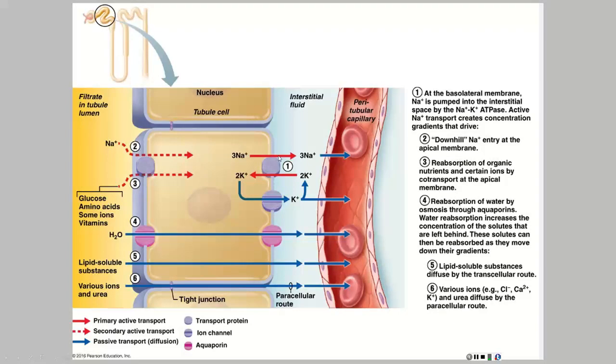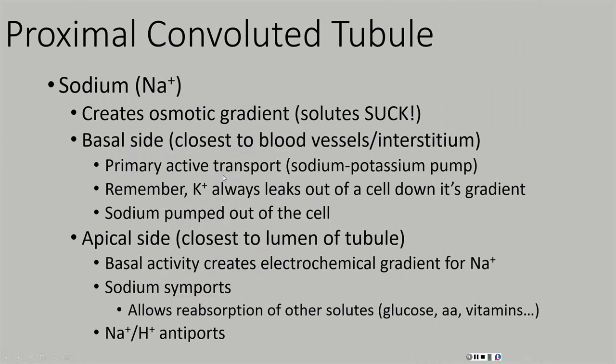On the basal side, we have primary active transport, the sodium-potassium pump, which is what we see right here. The sodium-potassium pump uses ATP, and it's constantly moving sodium, 3 of them, out of the cell and 2 potassiums into the cell. 3 sodiums out, 2 potassiums in. Over and over and over.